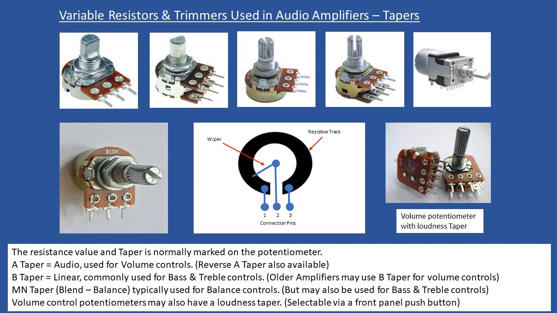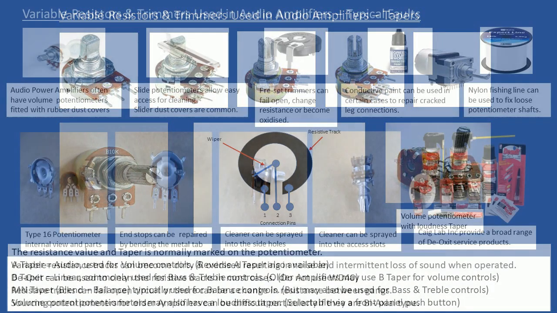So normally the loudness function is selected by means of a push button on the front of the amplifier. So when you press it and it says loudness, what it's doing is it connects in that connection there, so it's tapping off a part of the signal, which then increases the loudness of the amplifier. So this is what we call a loudness taper. All right, so just for clarity there, for your own insight.